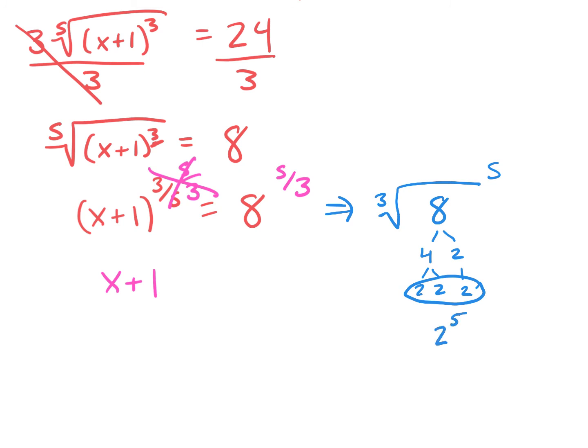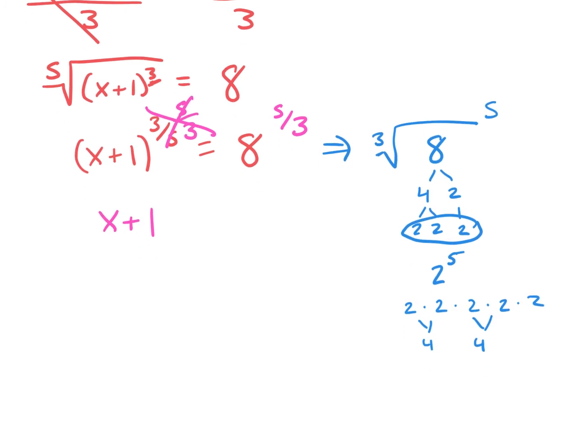What's 2 to the 5th power? 32, because 2 times 2 times 2, 2 times 2 is 4, 2 times 2 is 4, 4 times 4 is 16, 16 times 2 is 32. So this is equal to 32. x plus 1 is equal to 32. What do we have to do next? Subtract the 1. Perfect. So what's x equal to? 31.